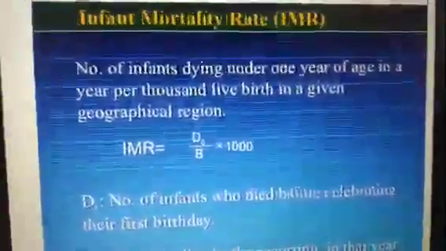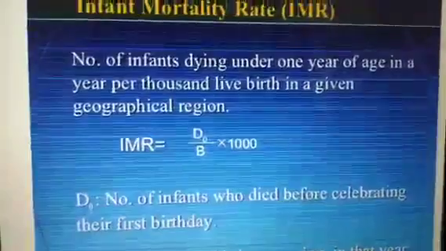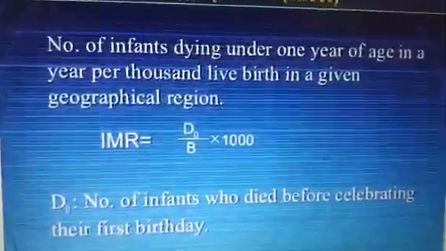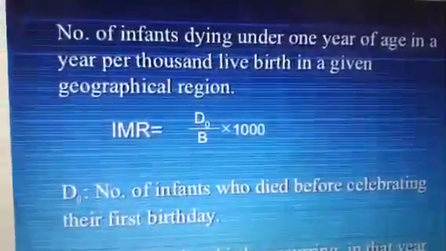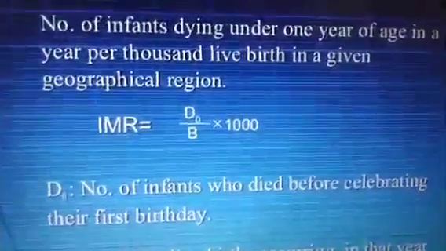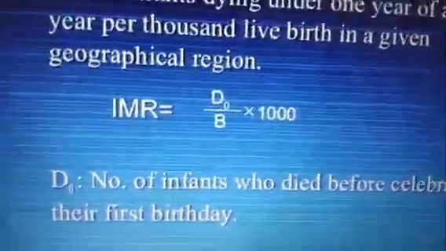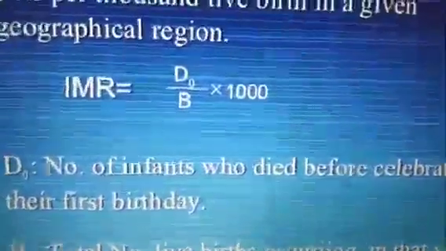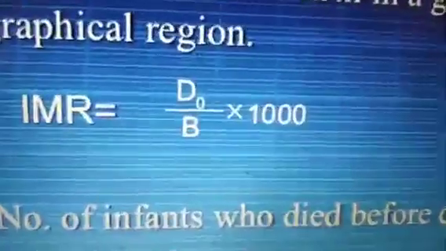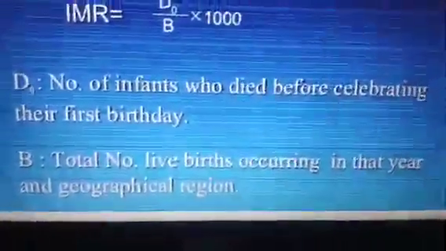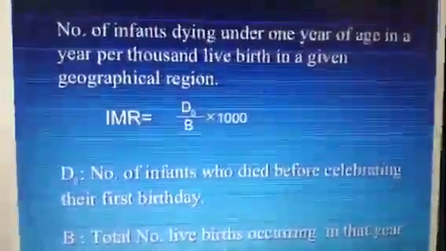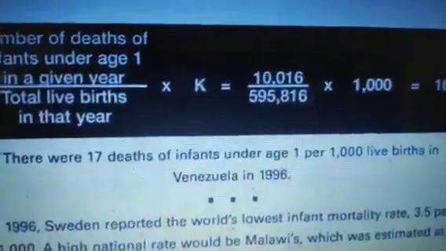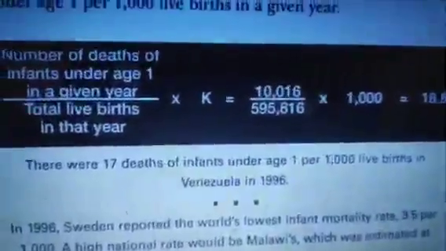And then very important is the infant mortality rate. The definition of infant mortality rate is the number of infants dying under 1 year of age in a year per 1,000 live births in a given geographical region. So we can say, dear students, IMR is equal to D0 divided by B into 1,000. What is D0? 0 means number of infants who died before celebrating their first birthday, and that is called D0. They have not completed even 1 year. Okay? And B is the total number of live births occurring in the same geographical region. So this is the formula of IMR. And next, we can depict it in an example also. Same formula and a hypothetical example.